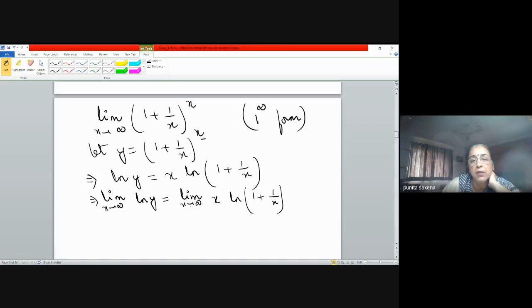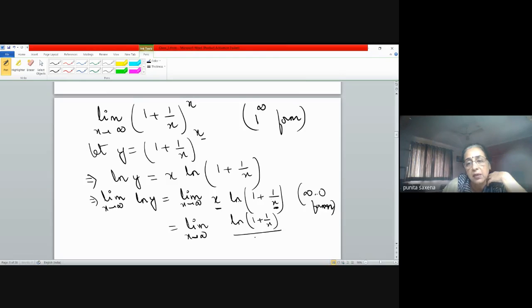Now see, as x tends to infinity, x is infinity, and 1 by x becomes 0. So it becomes log 1, which I take as 0. So I conclude that this is actually an infinity into 0 form. So I cannot apply L'Hopital's rule directly here. What I do is I just have to get this x in the denominator. So I write this as limit x tending to infinity log of 1 plus 1 by x upon 1/x. We can write it like this, right?